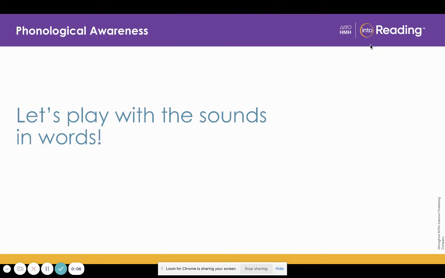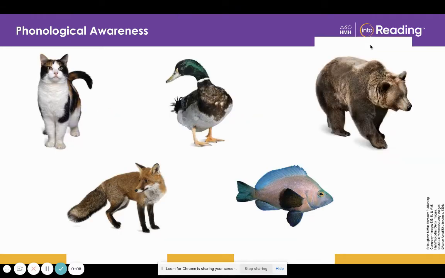Let's play with the sounds in words. Today we're going to be playing with animal names. I'm going to say the name of an animal, and you are going to tell me the first sound and the ending word part. I'll do the first one with you.